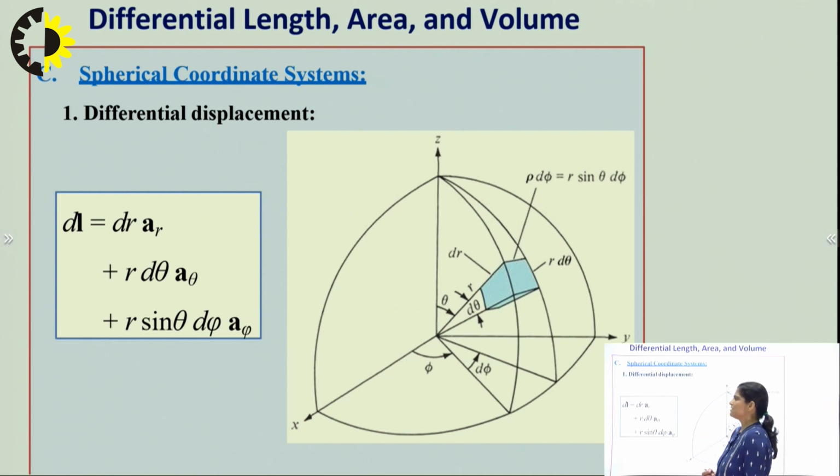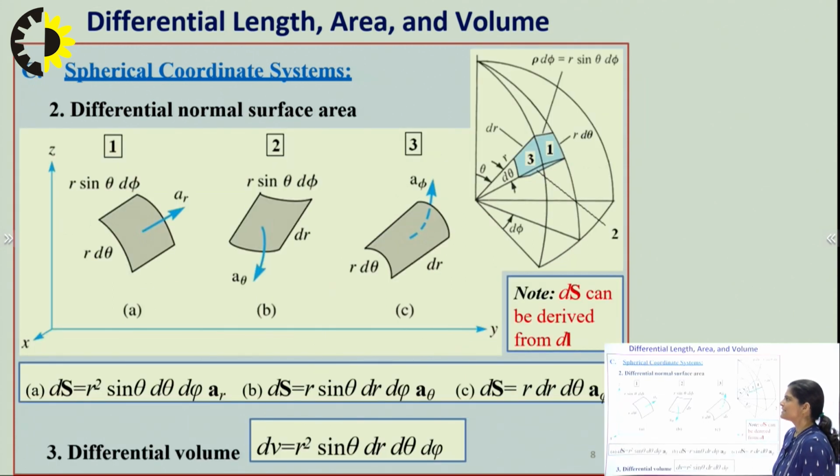Already we have discussed how we can find out dl. So this is the formula for dl, or we can say differential displacement. Now the second point is we have to find out differential surface area. How can we find out differential surface area? First we have to consider the unit vector ar.